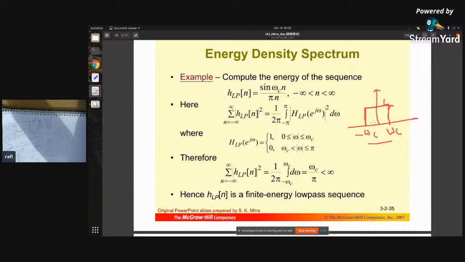Since I am just giving you a first initial thought, this is a low pass filter we have seen already. In the frequency domain, when you plot the DTFT, it will look like this, and when you square it, it is 1 square, 1 only. So what is the area of this rectangle? The width is 2 omega c and the height is 1, length into breadth, and divided by 2 pi should be there. So this will give you omega c by pi. So omega c by pi is the energy of this in the frequency domain.